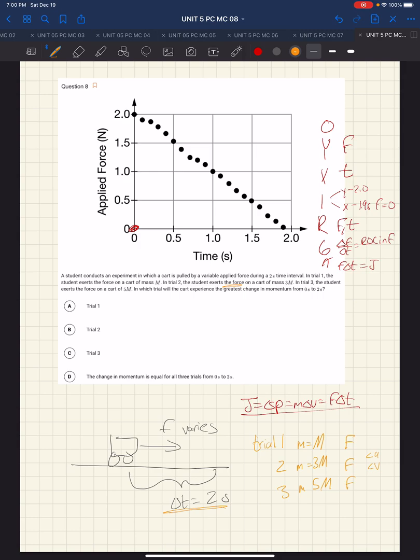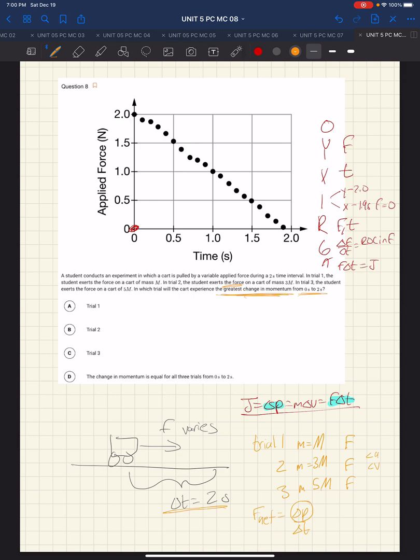So which one will experience the greatest change in momentum from 2 to 0 seconds? So let's take a look at the change in momentum formulas we have. Change in momentum is F delta t. And the definition of the net force is the rate of change of momentum, delta P over delta t. So what we're looking for is what happens to delta P.